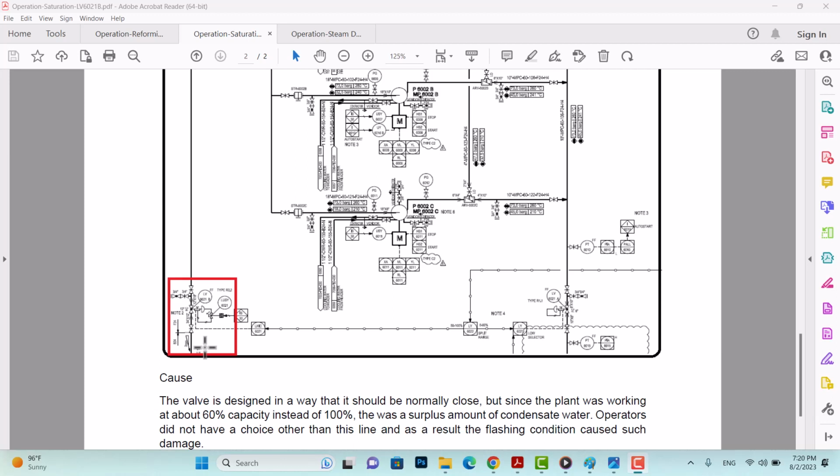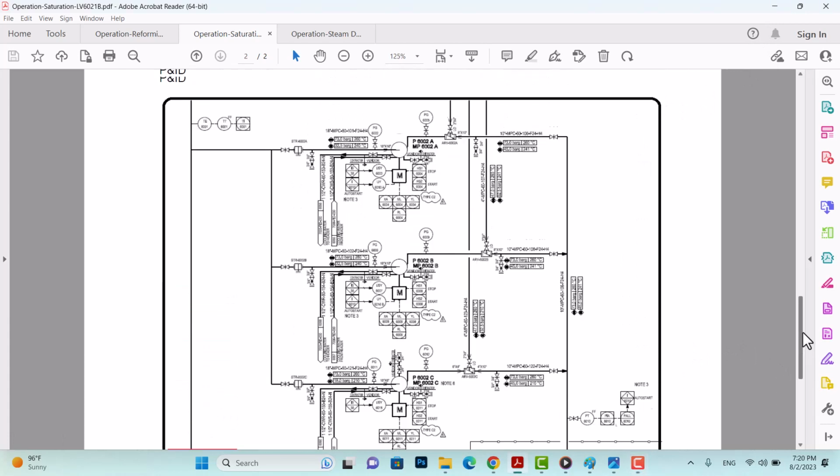If it was for a short period of time, especially during a startup, it wouldn't damage the body of the control valve. But since it was for a long period of time, 6 months, this control valve became so excessively corroded that we had to replace it with a new one. So that was our experience in running the plant when the capacity is lower than 100%.